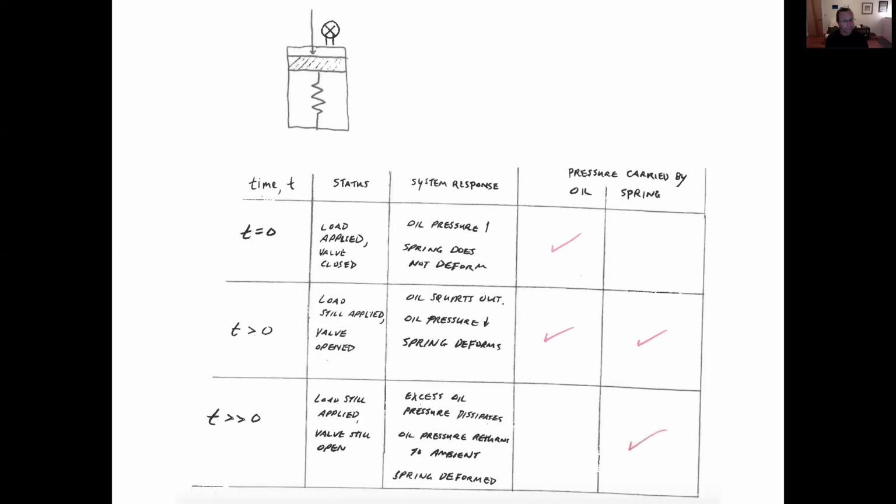How about a time infinity? The load is still applied and the valve is still open. If this is left for such a very long time, the excess oil pressure will dissipate, and what that means is it would return to ambient conditions, or for our purposes, atmospheric conditions. And the spring is in fact deformed. Load being carried by oil or spring? In this case, the spring.